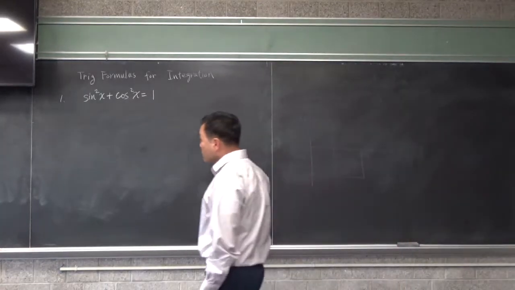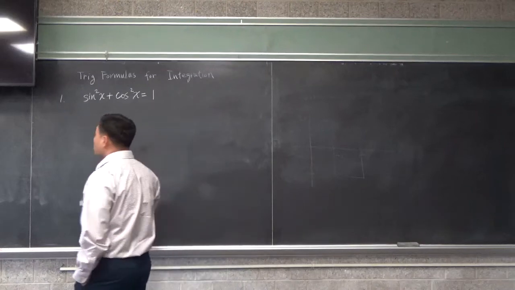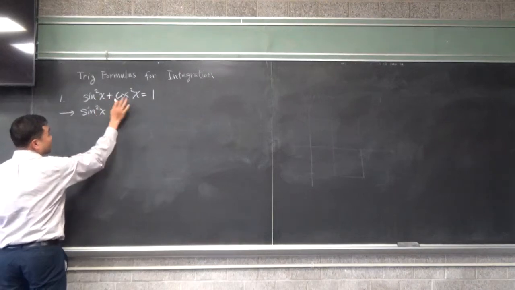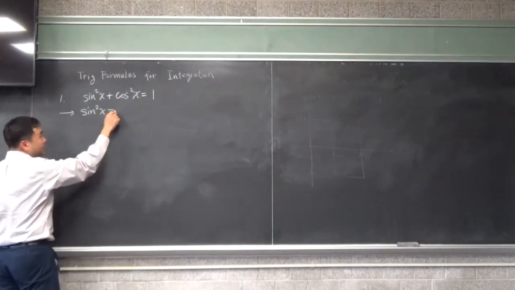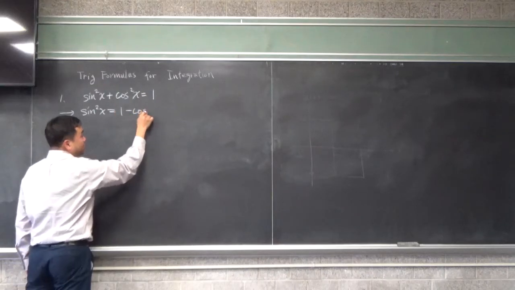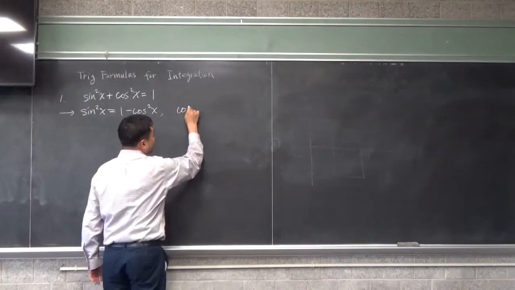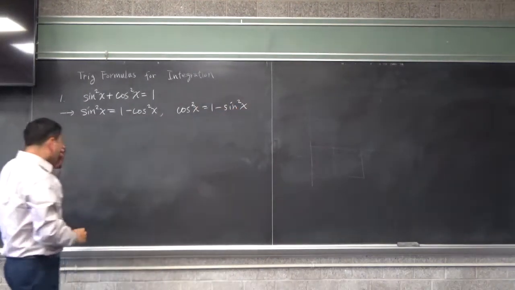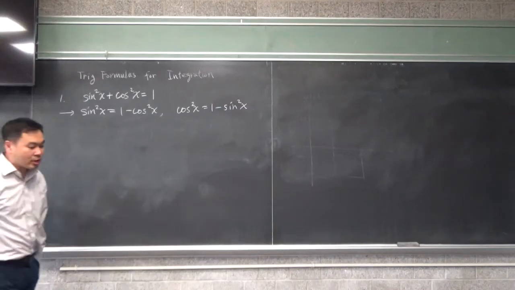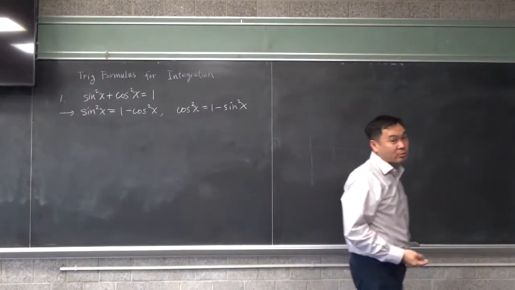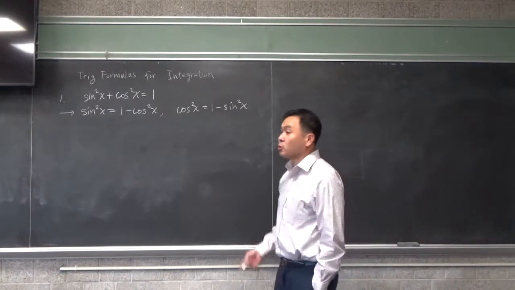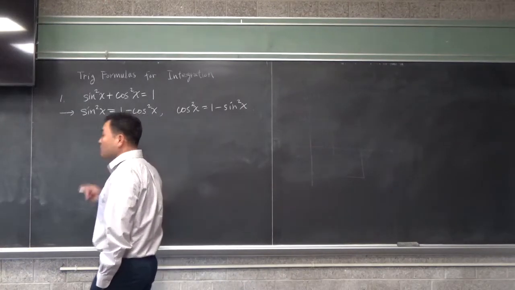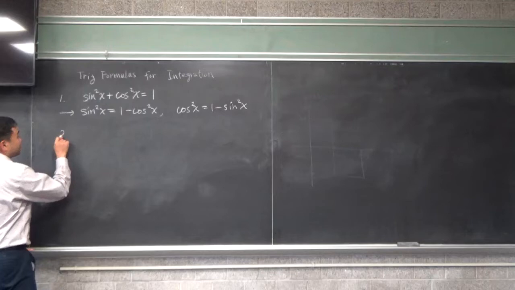And this is often used in 2 different forms. If you solve this for sine squared by subtracting cosine squared to the other side, you can say sine squared is 1 minus cosine squared of x. And cosine squared of x is 1 minus sine squared of x. So sometimes you want to change the sine squared into 1 minus cosine squared, sometimes you want to change cosine squared into 1 minus sine squared. And when do you use this, not the other? Well, we'll have to see examples to talk about that, okay?